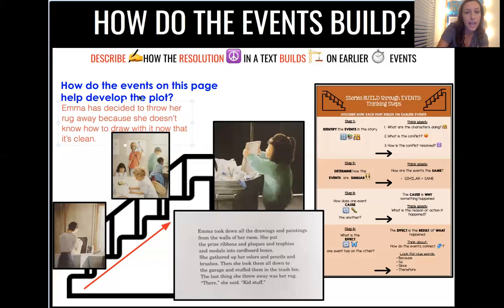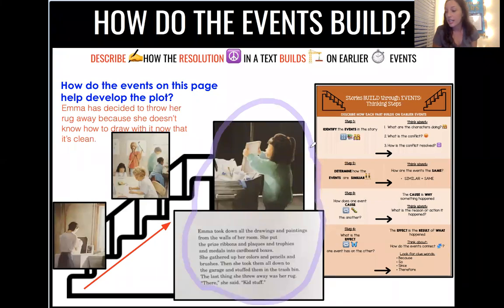Our question says, how do the events on this page help develop the plot? And when we say this page, we're talking about this page right here with the text at the top of our staircase. This is page 26, and after reading this page, we know that these events that came before built up to this point. They helped us build the plot. And this event shows us that Emma has decided to throw her rug away because she doesn't know how to draw with it now that it's clean.